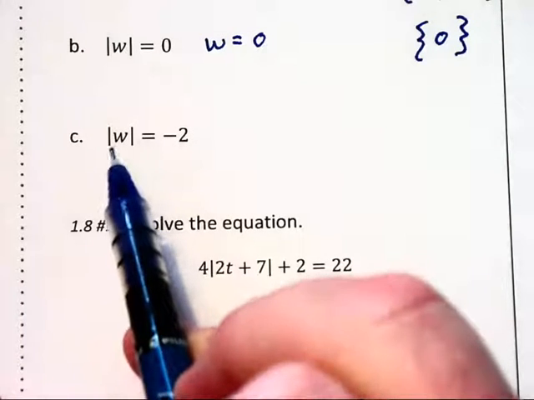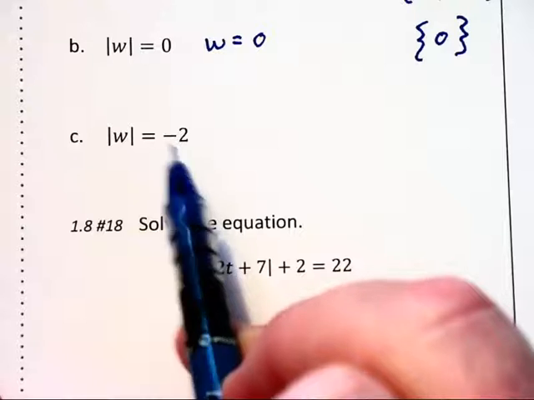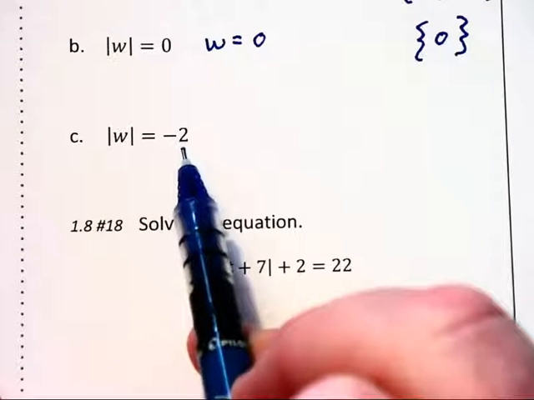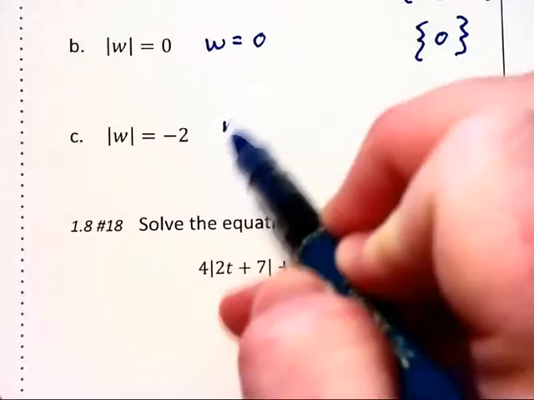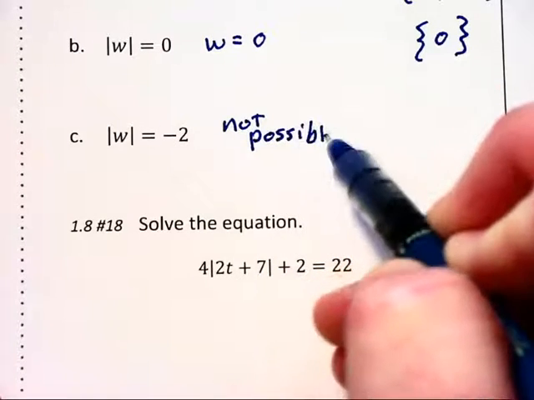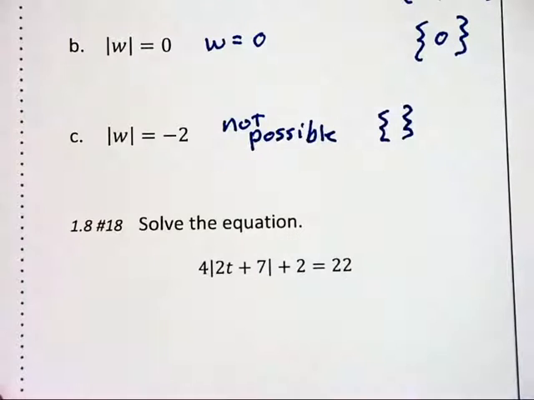In this third case, you have the absolute value of w equal to a negative 2. You're not allowed to have an absolute value equal to a negative number, because no positive can equal a negative number. This here is not possible, and therefore our solution set will be the empty set.